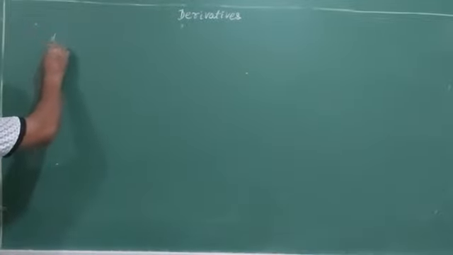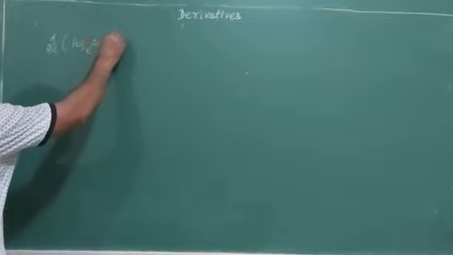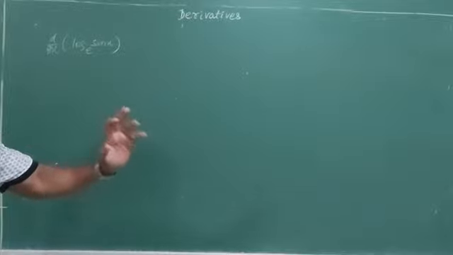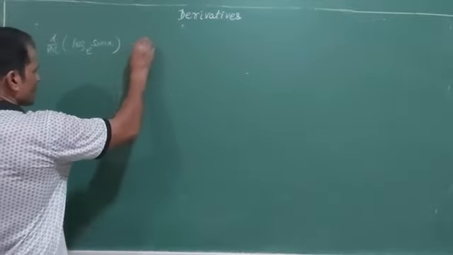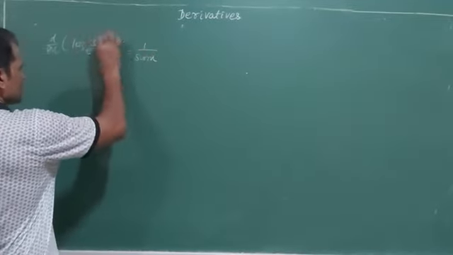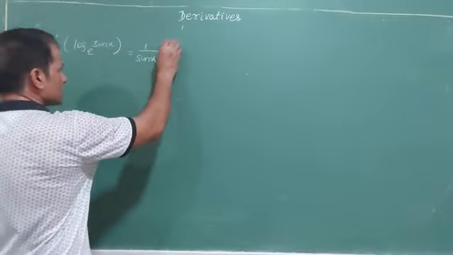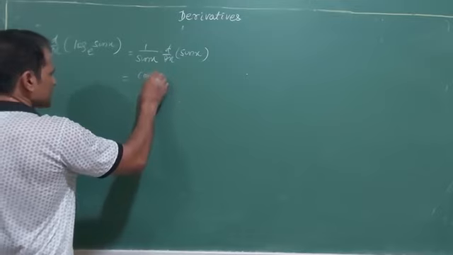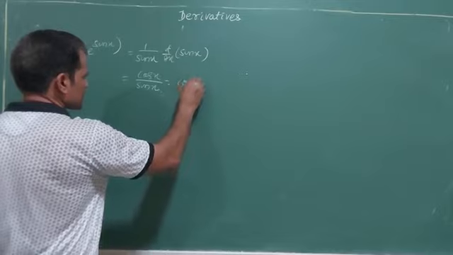dy dx of log e sin x. When I get this question, I will see what the outer function is. The function is log. Log x derivative, log base e, log x derivative is 1 by x. So I take this one as x, 1 by sin x. But this is not x, this is something else, this is sin x. Again dy dx of sin x. That's your cos x by sin x, cot x.